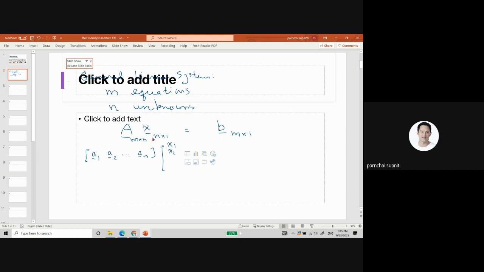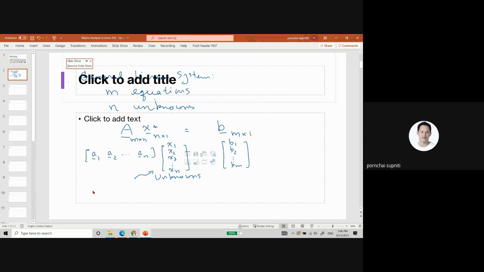Let me expand x as x1, x2, x3, all the way to xn, and it is equal to b1, b2, all the way to bm. A and b are generally known, but x is unknown. And because there are n unknowns, we put them into a vector.